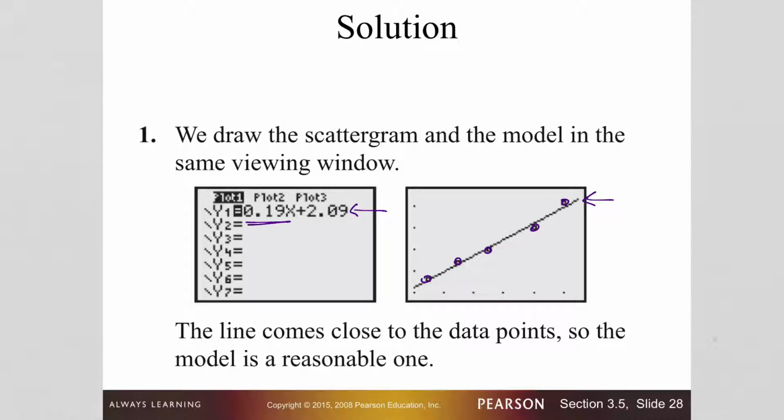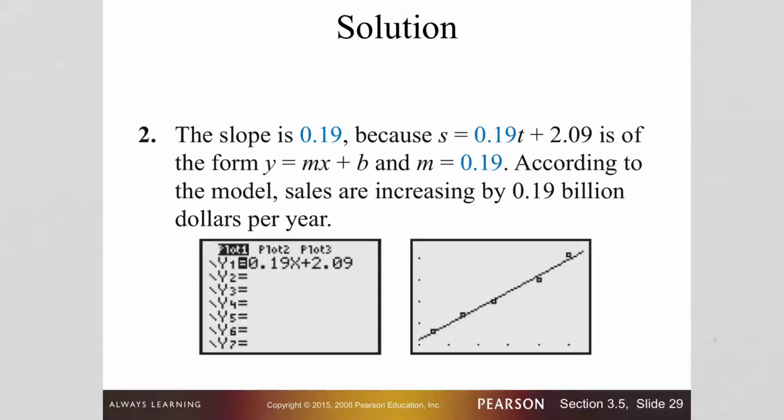Well, they tell us the slope. The slope is 0.19, which is about 19 over 100. Okay, so that means that the slope is about $0.19 billion per year. That is craziness. So yogurt sales are increasing by $190 million per year.